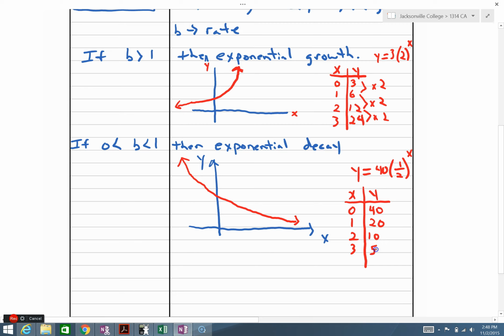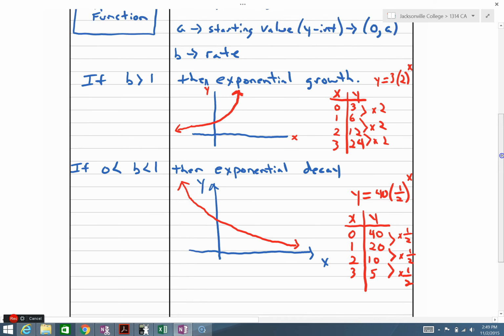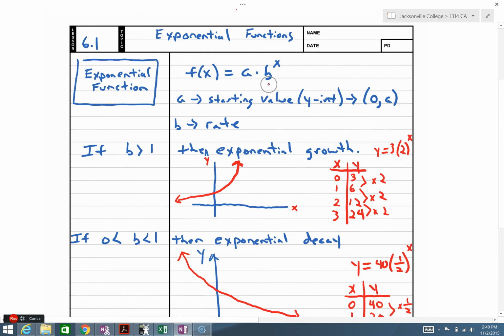This time you see these numbers are decreasing, much as you see this graph is moving downward as we move to the right. And here you'll notice that from 40 to 20, it's times 1/2. From 20 to 10, again times 1/2. From 10 to 5, times 1/2. So in this case, the multiplier is 1/2, thus the values are reducing. And you can see this multiplier is indeed this rate, as we said previously. So this value, b, will tell you the rate, that is the multiplier from one term to the other.